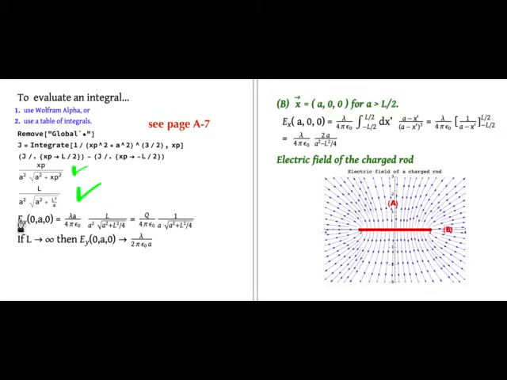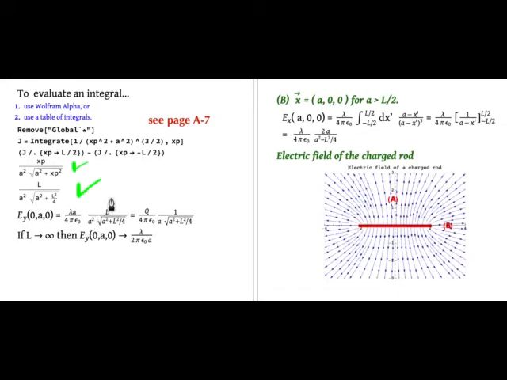So the electric field at that point (0, a, 0) is in the y direction, and it's lambda a over 4 pi epsilon 0, 1 over (L over a squared), square root of a squared plus L squared over 4. Or I can clean it up a little bit: Q over 4 pi epsilon 0, 1 over a times the square root of a squared plus L squared over 4. So that's the answer.